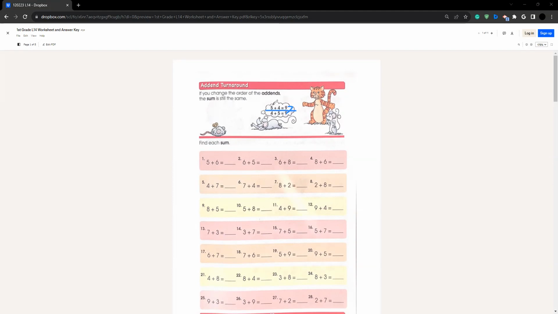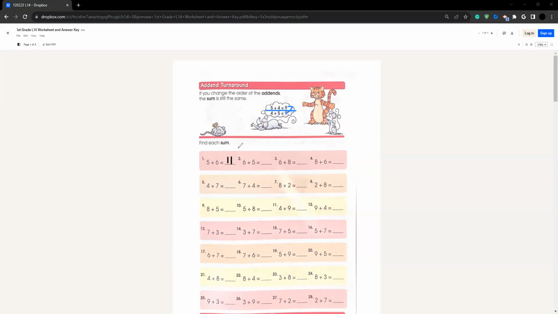So even if we do 5 plus 4, because we're still adding the same numbers, we're going to get the same answer, which is 9. So let's try it out for number 1. It says 5 plus 6. 5 plus 6, we know that is 11. So 5 plus 5 is 10, and then plus 1 is 11.